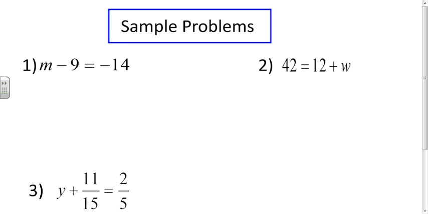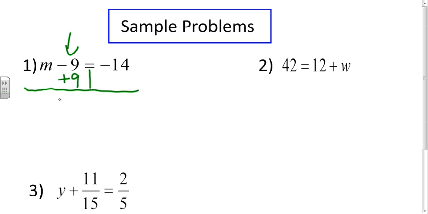Here are some practice problems to try out. I'll walk you through how to work with these. m minus 9 equals negative 14. What I want to remember is that what I do to one side of the equal sign, I do to the other. And I want to zero out this constant here. This constant is negative 9. To zero that out, I think about the additive inverse property. So negative 9 plus 9 is 0.